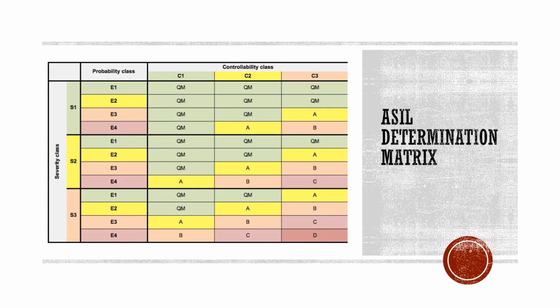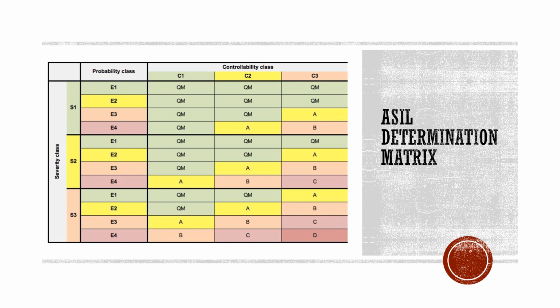So this is the ASIL determination matrix. We have three different categories here. This is the severity class, and the probability class here. The probability of exposure has four categories, E1, E2, E3, E4. The severity class is S1, S2, S3, and the controllability class is C1, C2, C3. Based on these three combinations, we get the ASIL levels. QM, as we said, is quality management. All the QM cells are the less impacted products.